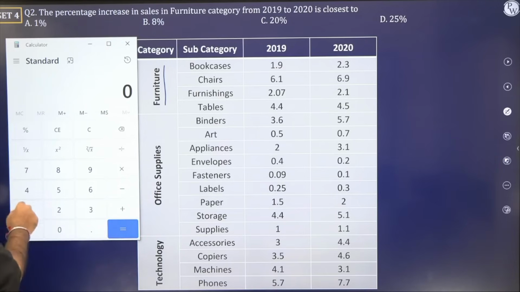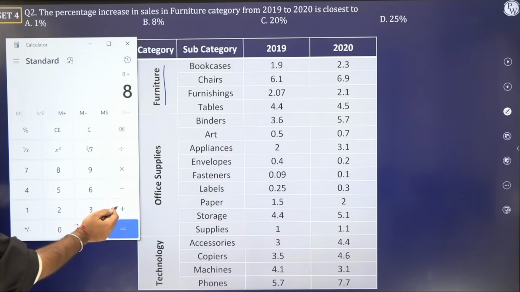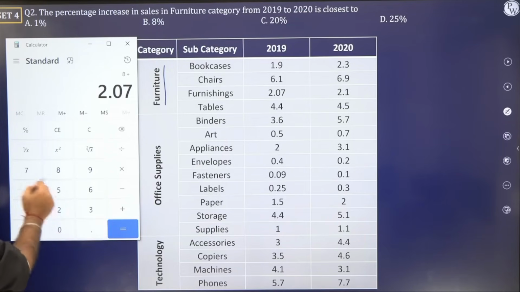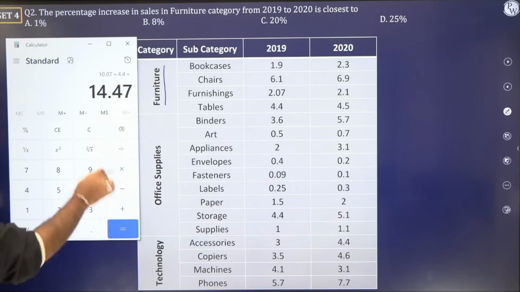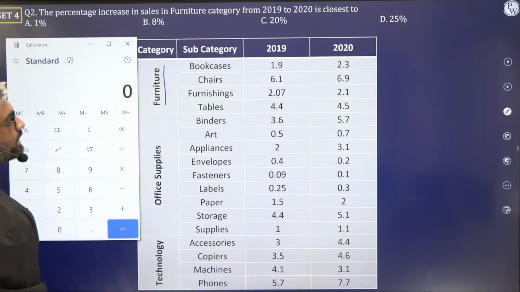Add कर लेते पहले. Let's add 1.9, 6.1, 2.07 and 4.4. This comes up to 14.47. I'm going to put this in the memory. Okay. Now let's do for 2020.